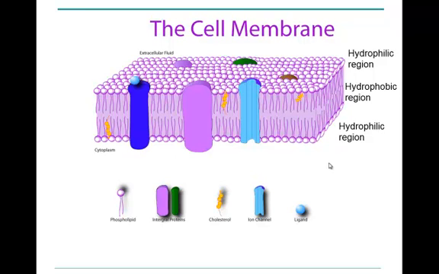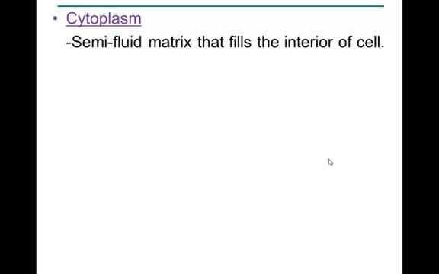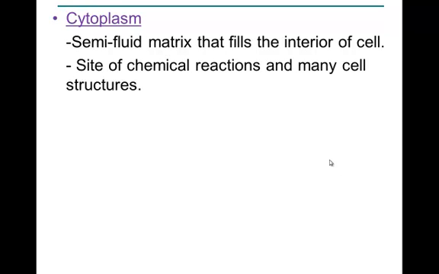So this just gives you a little bit of an introduction to the cell membrane. We will come back and look at it in even more detail in a future unit. Other structures that are found inside the cell include cytoplasm, the semi-fluid matrix that fills the interior of the cell. This is the site of many chemical reactions and many cellular structures. And the cytoplasm and the cell membrane we spoke of previously are present in all cells.